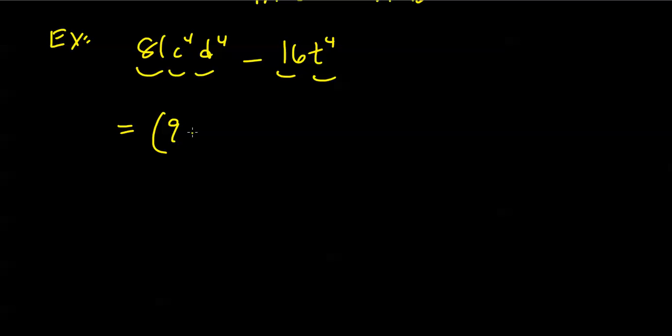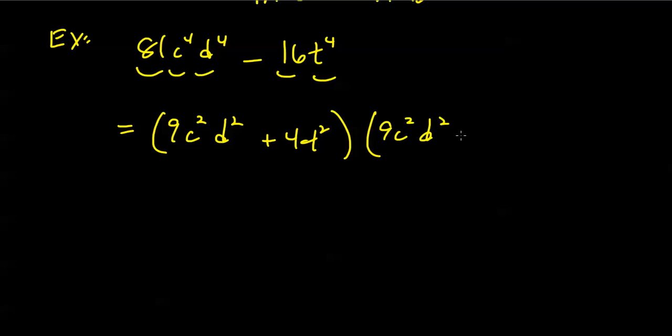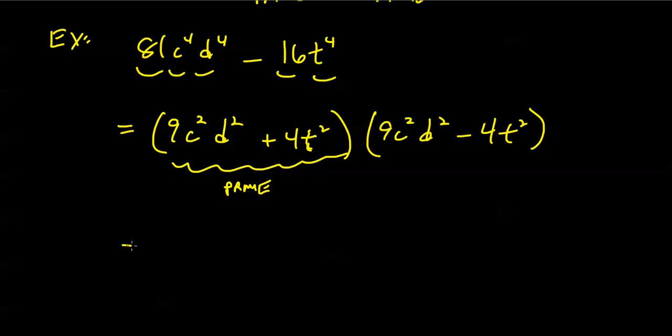I'm going to jump right to it. I'm going to call this 9c squared d squared plus 4t squared times 9c squared d squared minus 4t squared. Alright? And this is a t, let me rewrite that. That's a t there, 4t squared. Alright. This first factor in the list is prime. It's a sum of squares, so carry it down to your final answer.